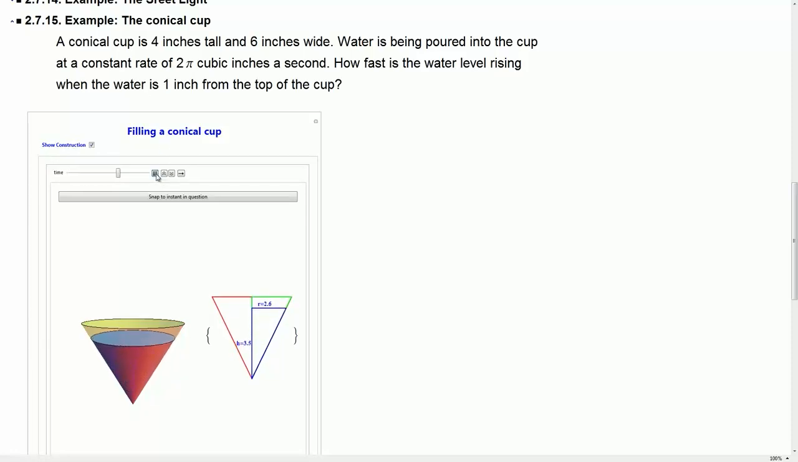Well, where's 1 inch from the top? Right there. When the height here is 3 inches, remember the cup was 4 inches tall. So when the height's 3 inches, that means there's an inch left. At exactly that moment, how fast was it coming up? All right, at exactly that. Here it comes. Right there. How fast was it coming up?